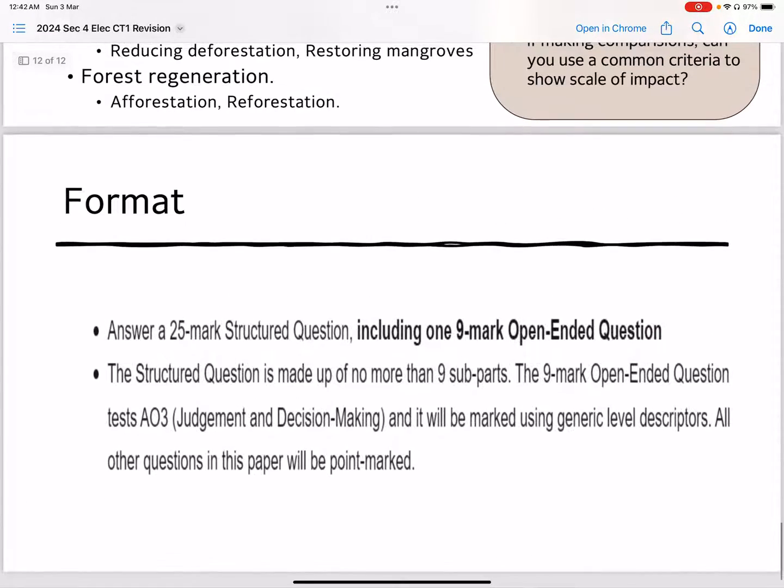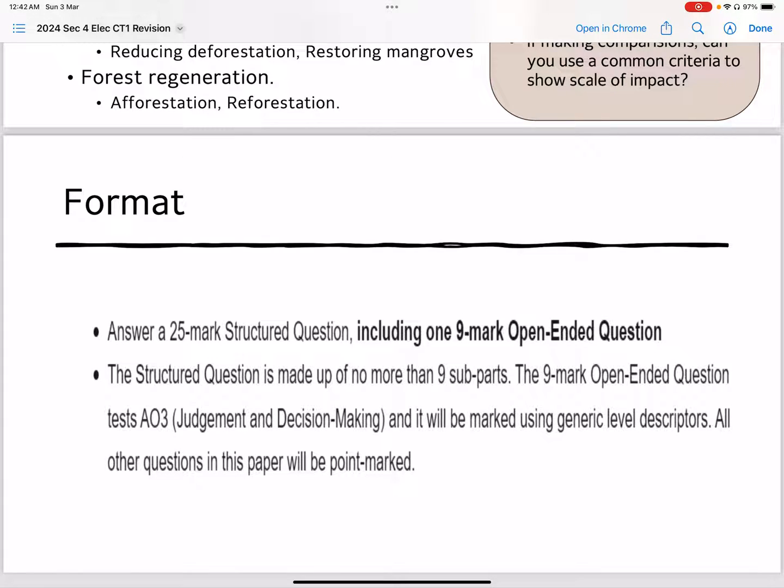So finally, to end off this very quick revision run, the format is a 25-mark structured question with one 9-mark open-ended question. The open-ended question requires your normal judgment and decision-making processes. We will mark using the generic descriptors that Cambridge has come up with. The rest of the subparts will be structured questions. They could be data, they could be knowledge recall, but they are not going to be the 9-mark open-ended question. So with that, we end here.